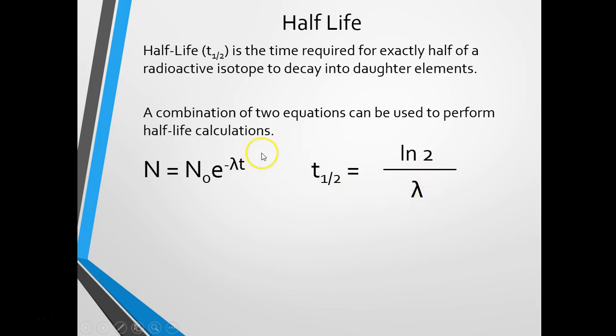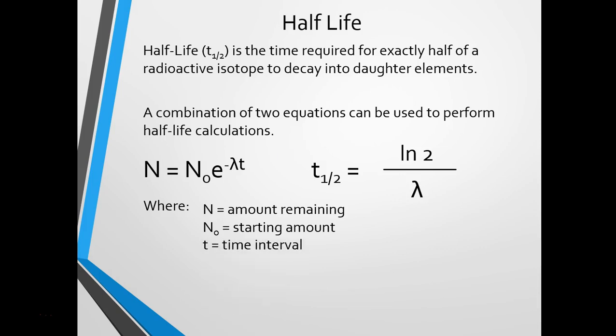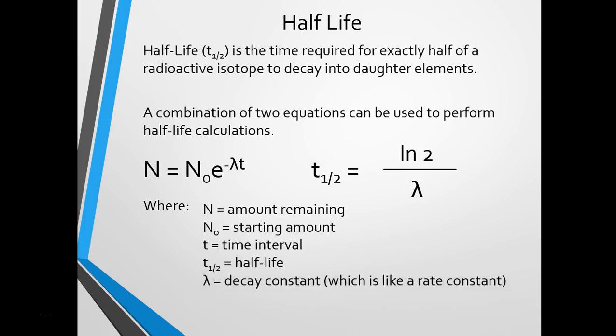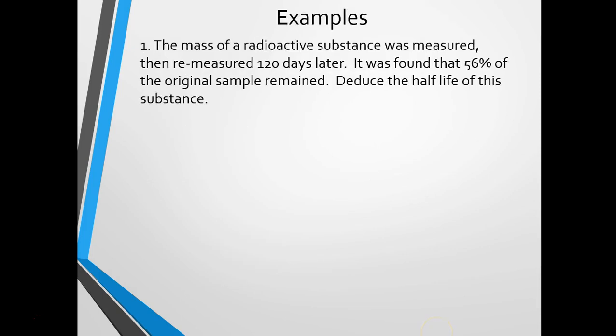So these two equations are in the data booklet, so it's not really a problem having to memorize them, but you have to know what all of the factors in them mean. So N is the amount of isotope remaining after a time period. N0 is the amount of isotope that you started with. T is the time interval, and t1/2 is the half-life. Now remember, lambda is the decay constant. Now for you HL kids, this is kind of like a rate constant. Half-life problems.